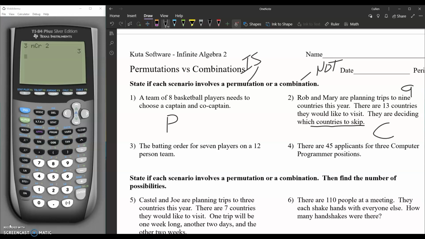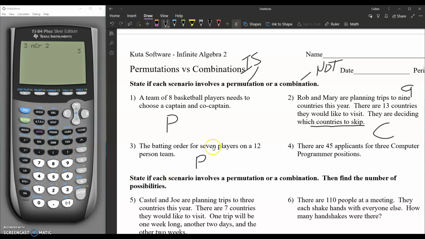Because if you switch the order, let's say the 4 countries they decide to skip are Canada, Mexico, Russia, and, I don't know, the United Kingdom, regardless of what order they skip them in, they're still skipping them. It doesn't matter the order that those countries are listed in. Okay? Now let's talk about number 3, the batting order for 7 players on a 12-person team. Order will be important here because the order that you put them in will make a different batting lineup. If John bats first and Sam bats second, that's different than Sam batting first and John batting second. So this would be a permutation because order does matter there.